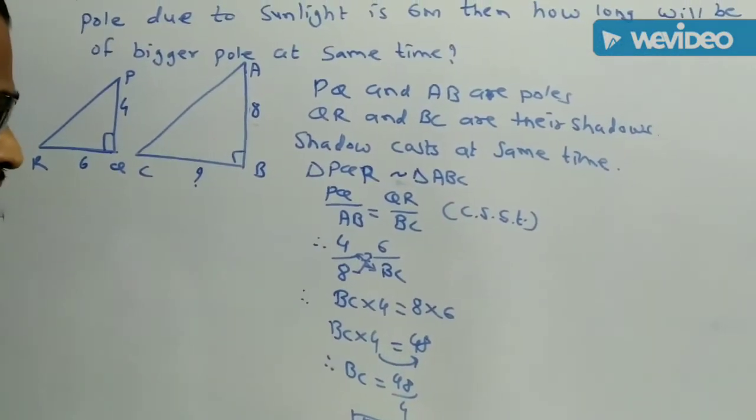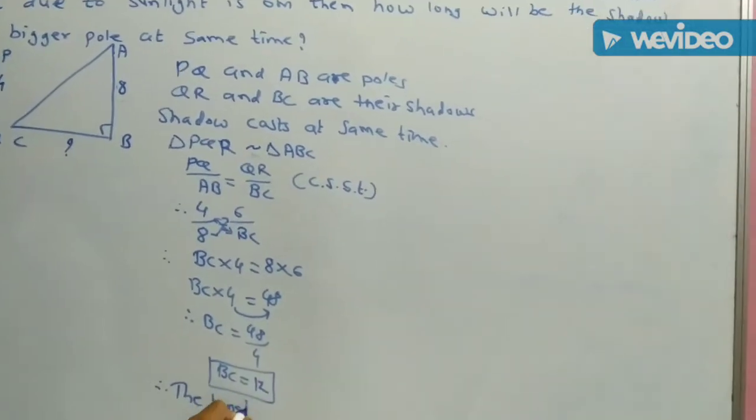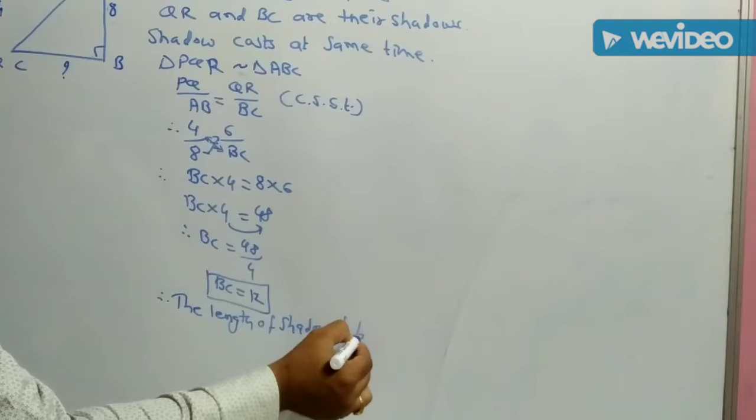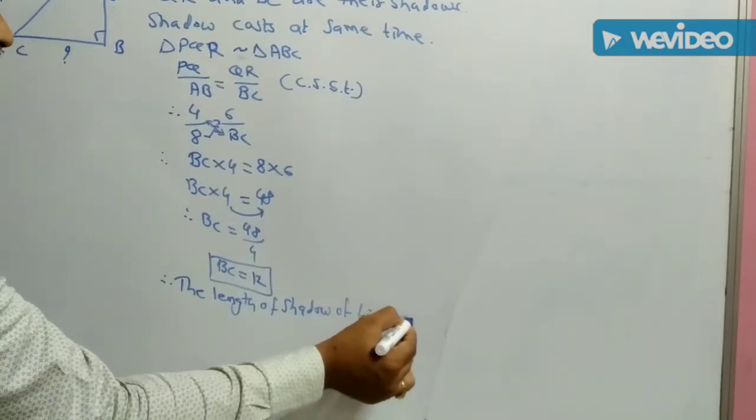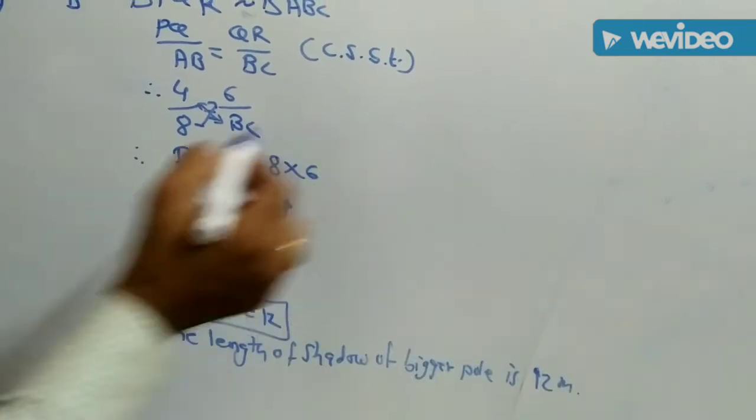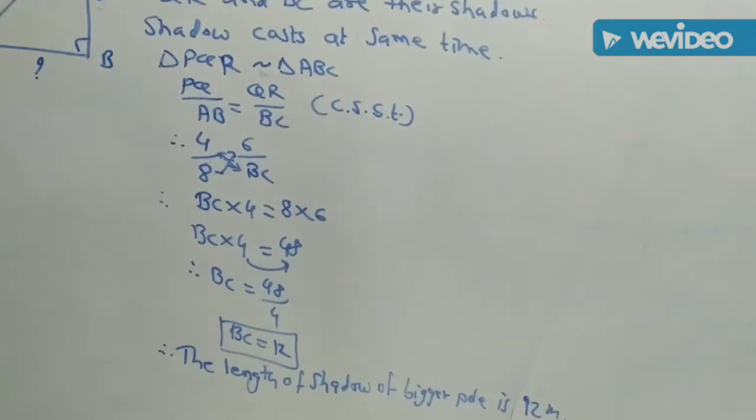BC is the length of the shadow of the bigger pole, and therefore length of shadow of bigger pole is 12 meter, which we had to find.